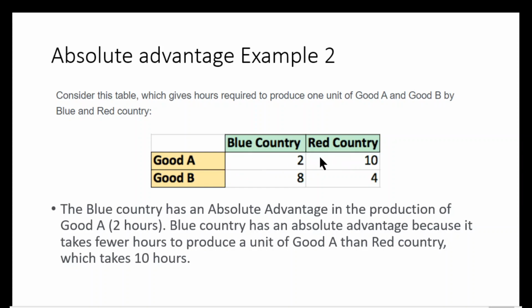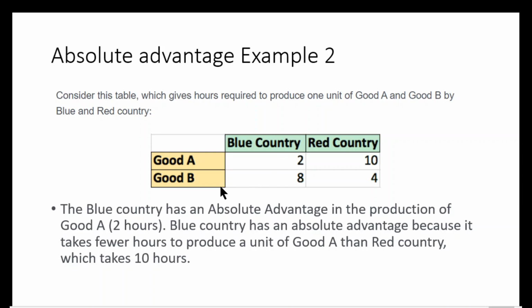So between the two country, which country is more efficient? So since blue country can make one good A for only 2 R's compared to red country for 10 R's, then therefore blue country has an absolute advantage.